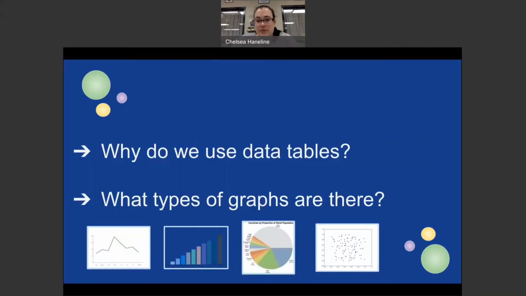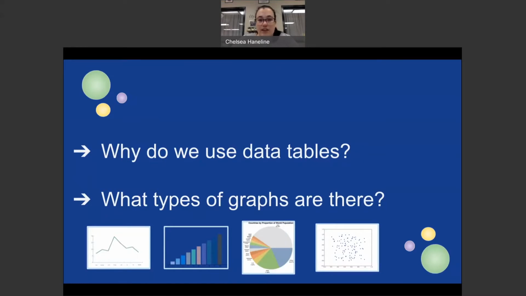So why do we use data tables? We use data tables to show trends in the data that we have collected. It allows us to compare results, to see maybe a majority, to see trends, to see things over a span of time, over different temperatures, lots of different things. So we use data tables to organize the information, and then we use graphs to show that and to analyze that data.